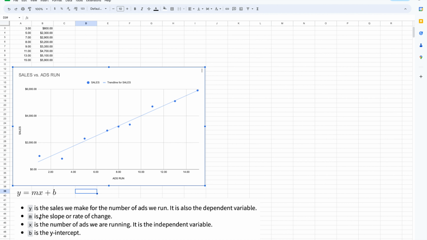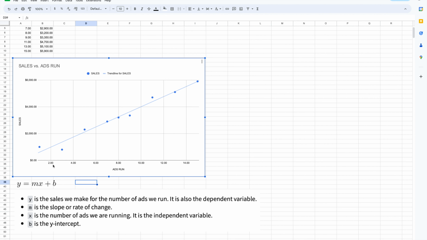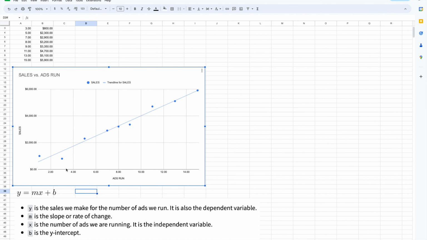And m is the slope or rate of change, right? So it's increasing by a certain amount every time. And that's basically what m is. So m can be going up like this, or it could be going down. It's just basically the rate of change, right? And then x is the independent variable. It doesn't depend on anything.